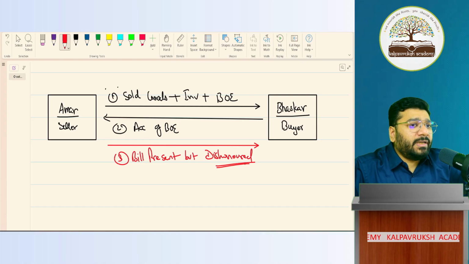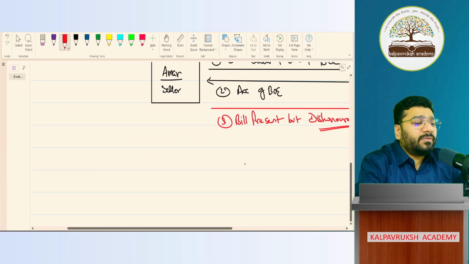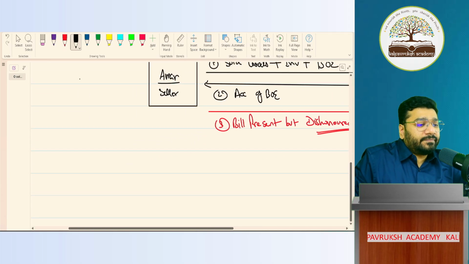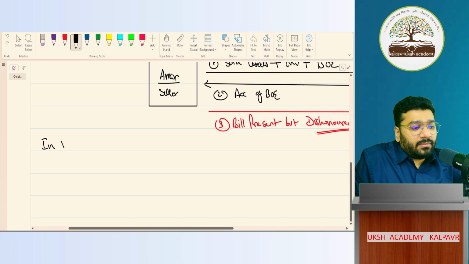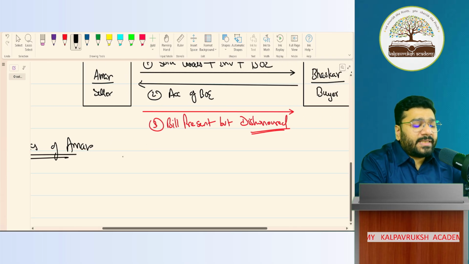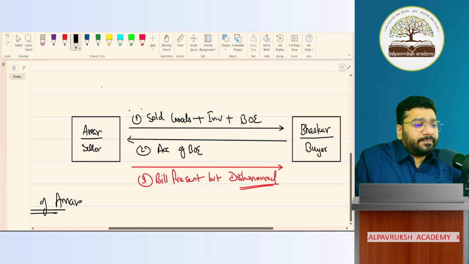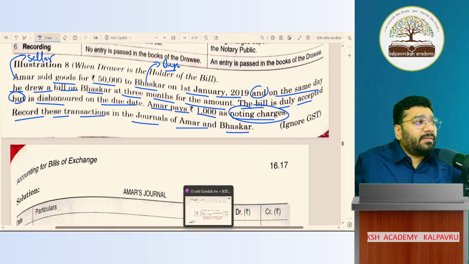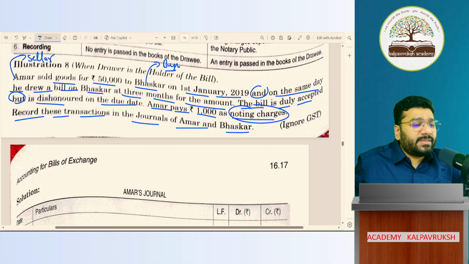Till this point, can we pass the journal entry in the books of the seller? In the books of seller first, so in the books of Amar. Before that, can you please help me calculate the date of maturity? What is the term of the bill, people? Nothing mentioned means after date. After date means from the date of issue.